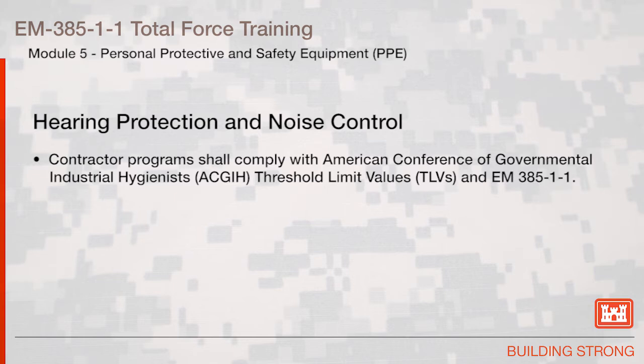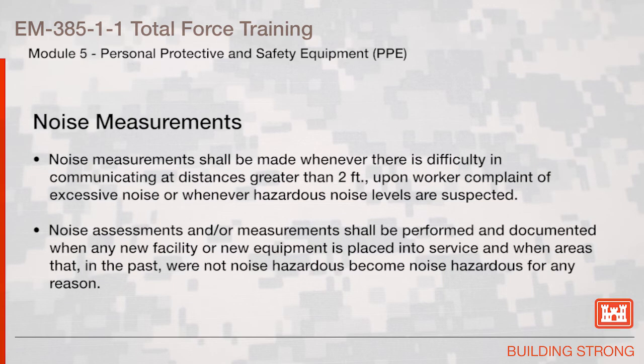Contractor programs shall comply with American Conference of Governmental Industrial Hygienists, or ACGIH, threshold limit values, or TLVs, and EM 385-1-1. Noise measurements shall be made whenever there is difficulty in communicating at distances greater than 2 feet, upon worker complaint of excessive noise, or whenever hazardous noise levels are suspected.